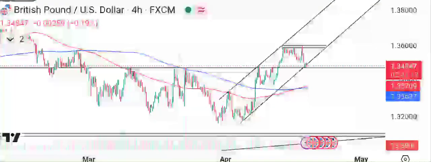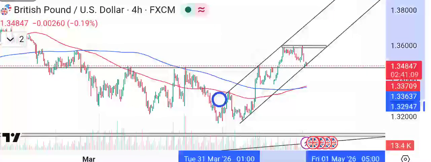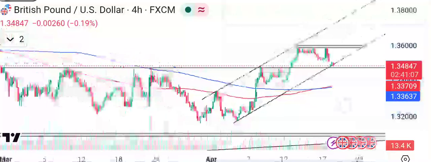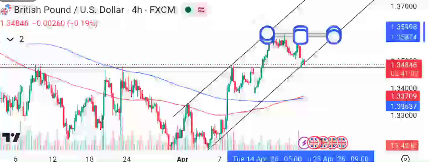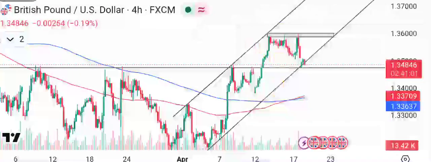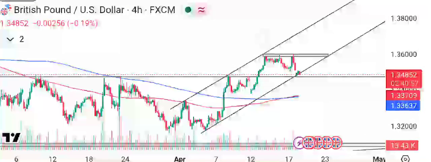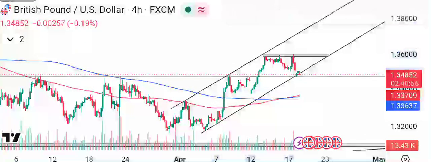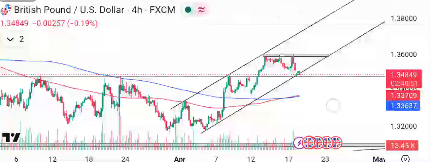It got to this high, this old resistance here. Then it dropped a little, as you can see, and was still able to break structure to this high. As you can see, it was still able to break structure after changing character here. It got to this point, dropped a little, higher low. It broke structure, higher high.